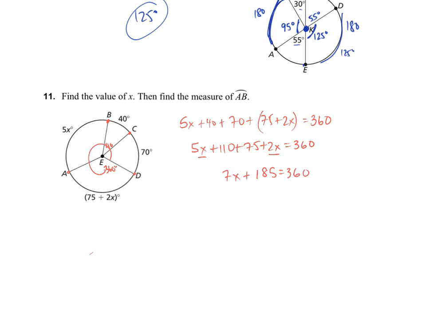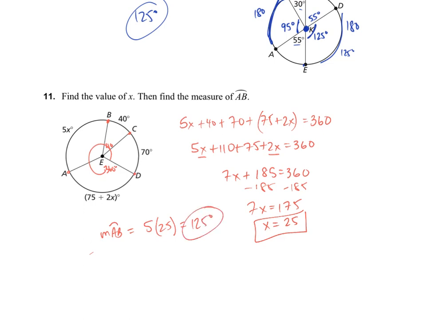Subtract the 185 from each side, and I end up with 7x equals 360 minus 185 is 175, and then divide by 7, so x will end up being 25. So since x is 25, we can find what A to B is, and that's just 5 times this 25. The measure of arc AB is 125 degrees.